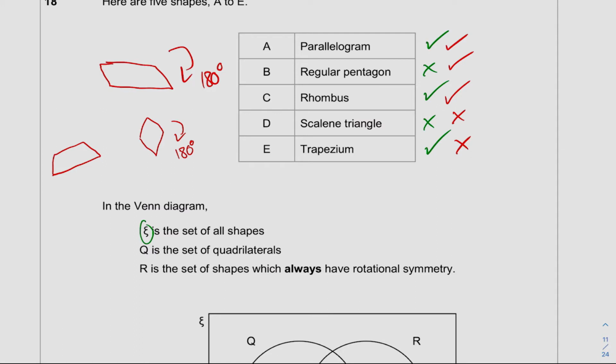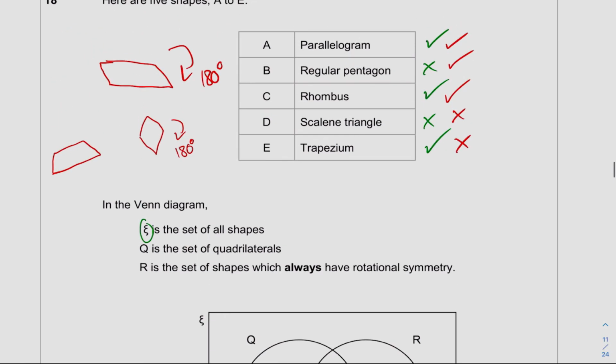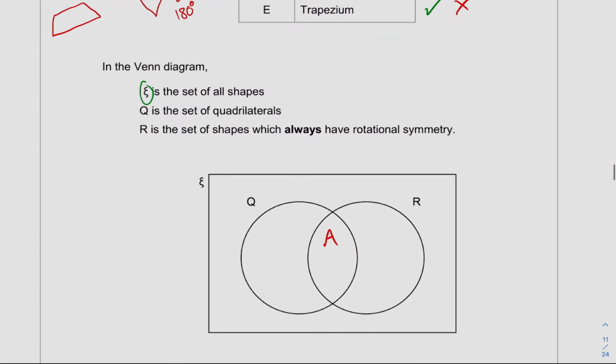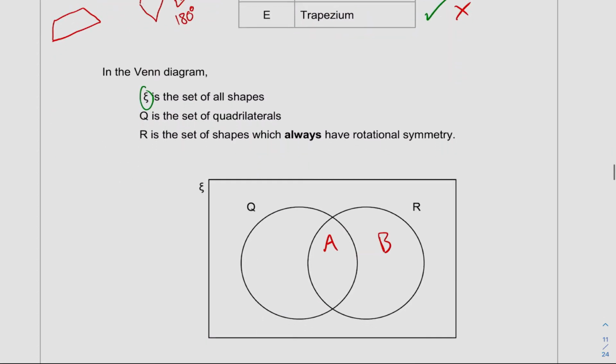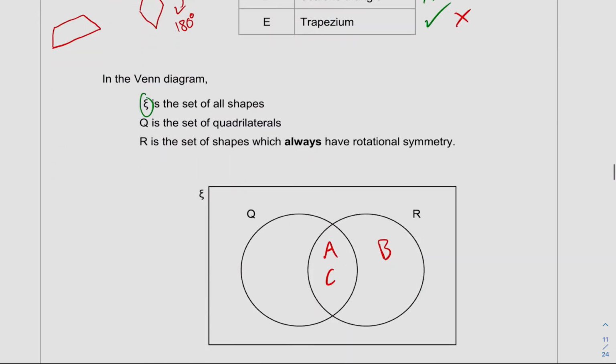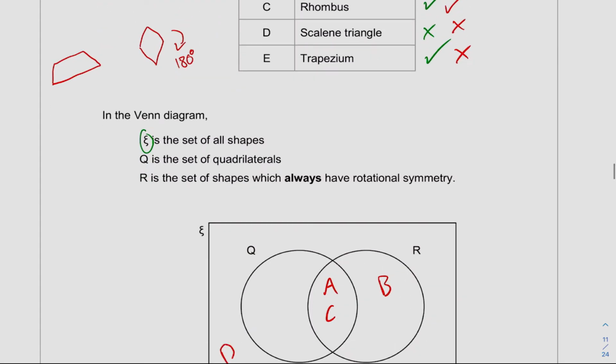So if we fill out our Venn diagram, parallelogram is yes to both, so it goes in the middle, so A goes in the middle. Then regular pentagon is no to Q, yes to R, so B goes in here. Rhombus is yes to both, so C goes in the middle. Scalene triangle is no to both, so D goes on the outside somewhere.